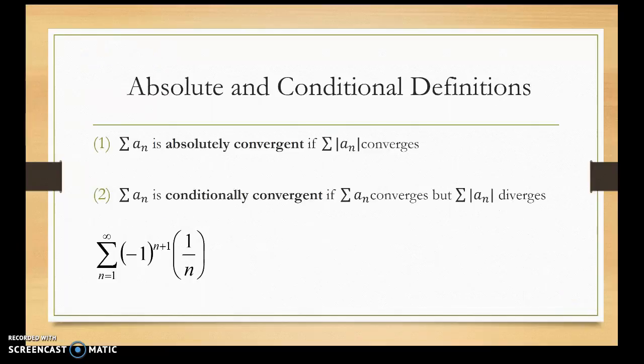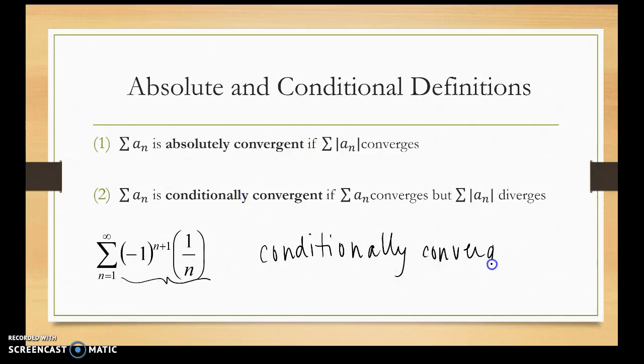Okay, so a series is absolutely convergent if its absolute value converges. A series is conditionally convergent if the series itself converges, but the absolute value diverges. Okay, so that's what we just showed. We showed that this series itself converges, but when we took the absolute value, it was the divergent harmonic series. So this, we would say, is conditionally convergent. And why? Because we got the original series itself to converge, but when we took the absolute value of it, the absolute value of the series diverged.